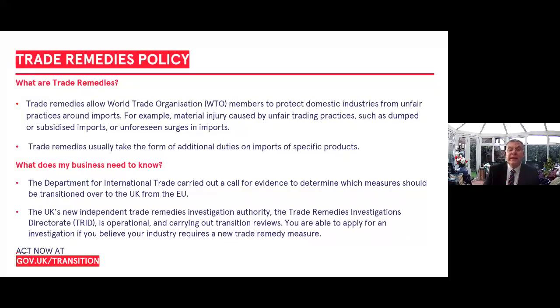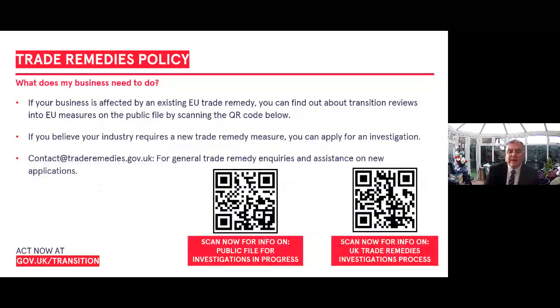The UK's new independent trade remedies investigation authority, the Trade Remedies Investigations Directorate, otherwise known as TRID, is operational, and you are able to apply for an investigation if you believe your industry requires a new trade remedy measure. If your business is affected by an existing EU trade remedy, you can find out about transition reviews into EU measures on the public file by scanning the QR code on screen now.